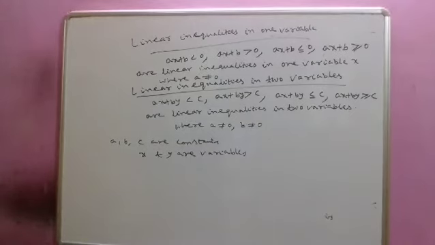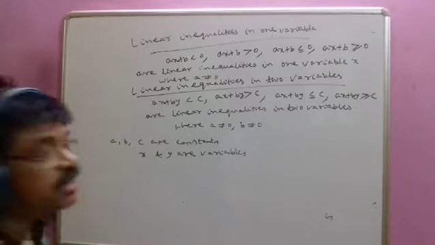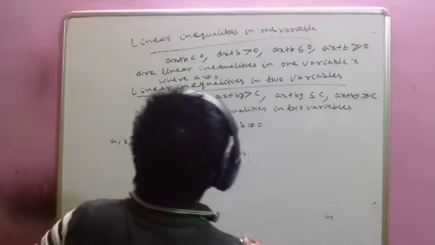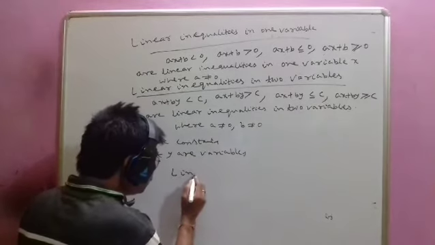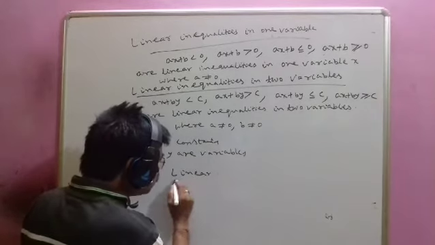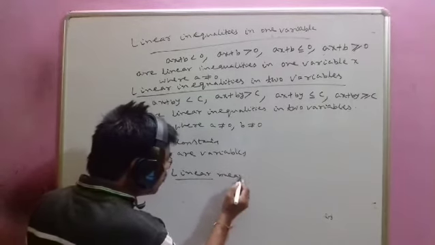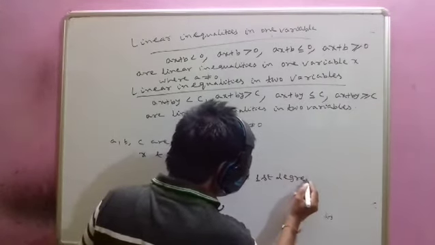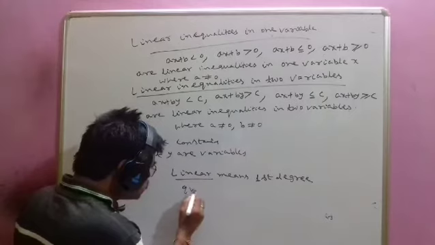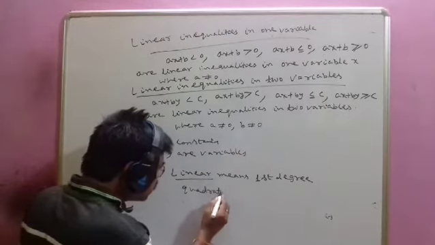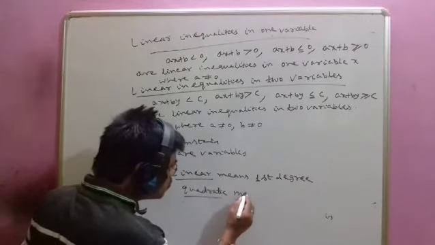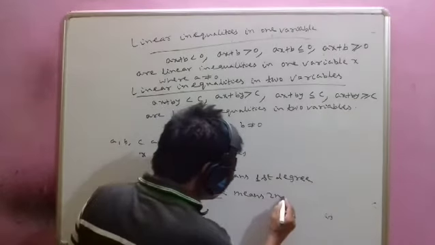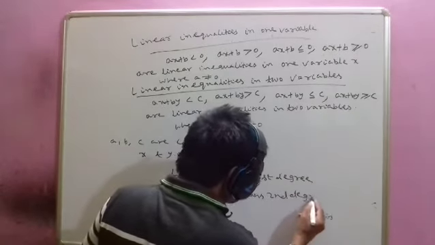Then what do you mean by quadratic inequalities? Quadratic means the degree is 2. Usually linear inequality means what? Degree is 1. Linear means first degree. People say quadratic inequalities, that is second degree inequality. So quadratic means what? Second degree.